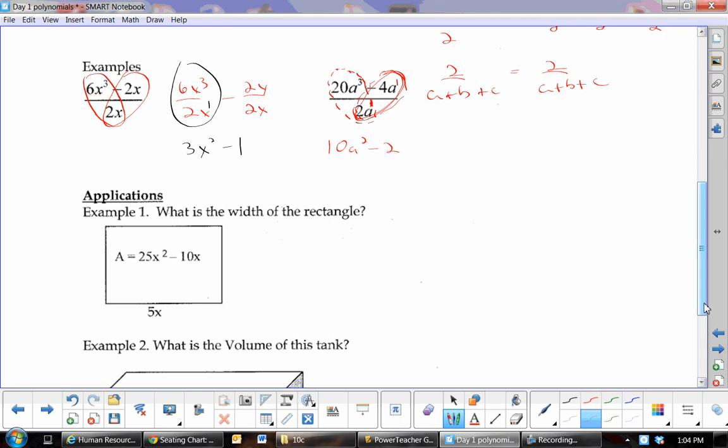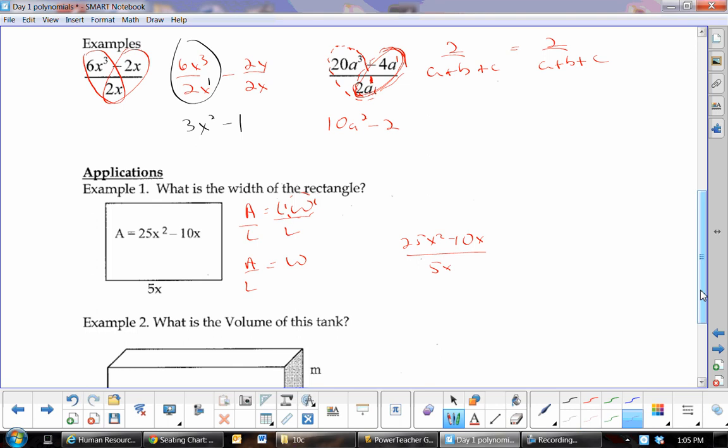25x squared minus 10x, and it says that the length is 5x. Find the width. What is the formula that we would be using? So A equals LW. I want to find W, so I will divide both sides by L. So A over L equals W. A is 25x squared minus 10x. L is 5x. So you can see why it's just like the above question.